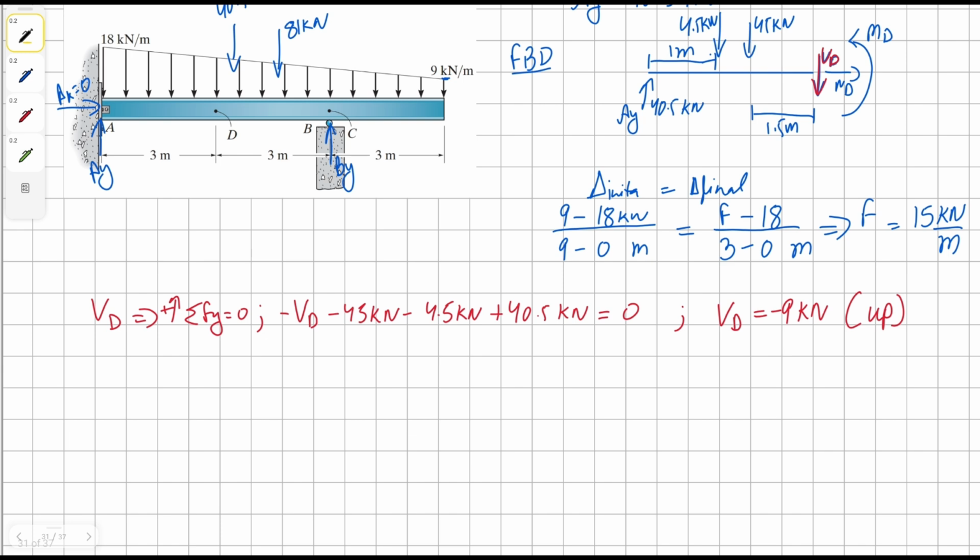Then our normal in this case is going to be 0 because there aren't any other horizontal forces acting on this beam or structure. And finally our moment. For moment we just have to take moment about the point D.